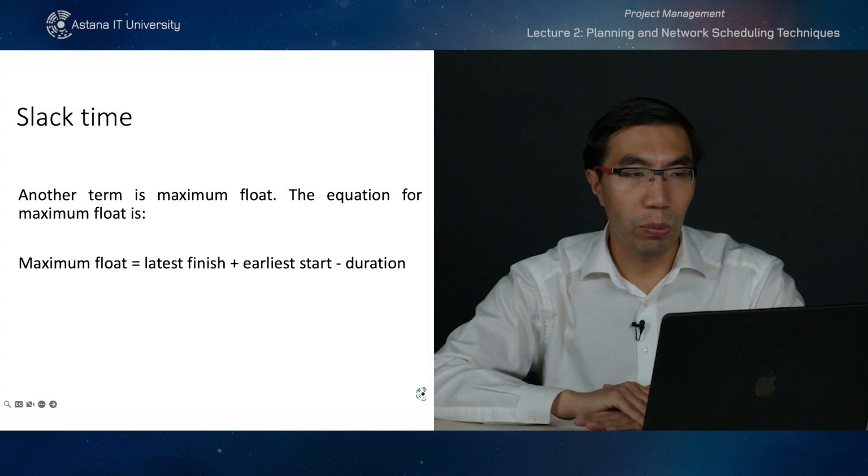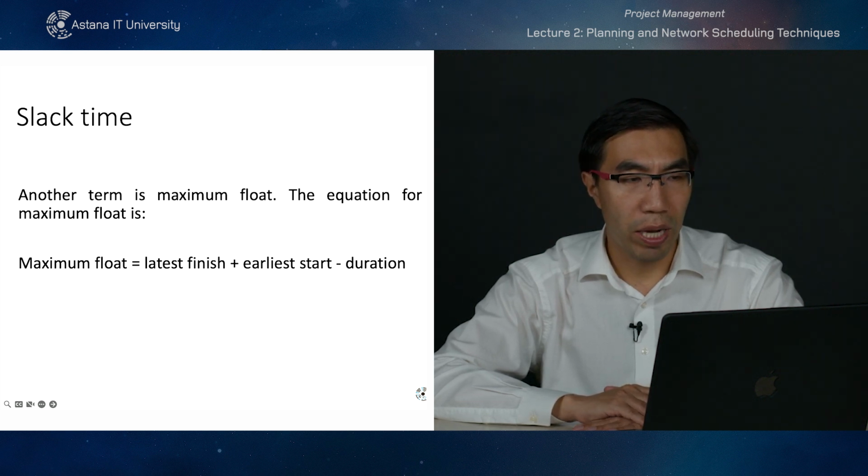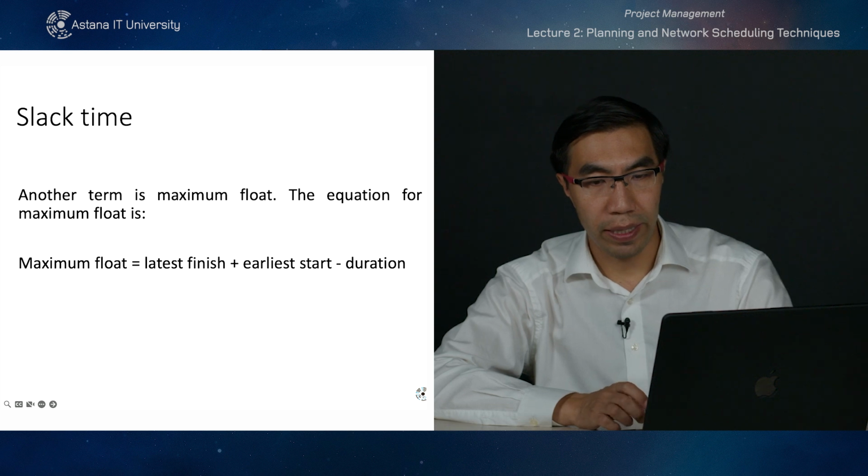So, and when we are talking about slack time, we can use another name, which is maximum float. And the equation for maximum float is latest finish plus earliest start minus duration. And by doing so, we can calculate our maximum slack time.